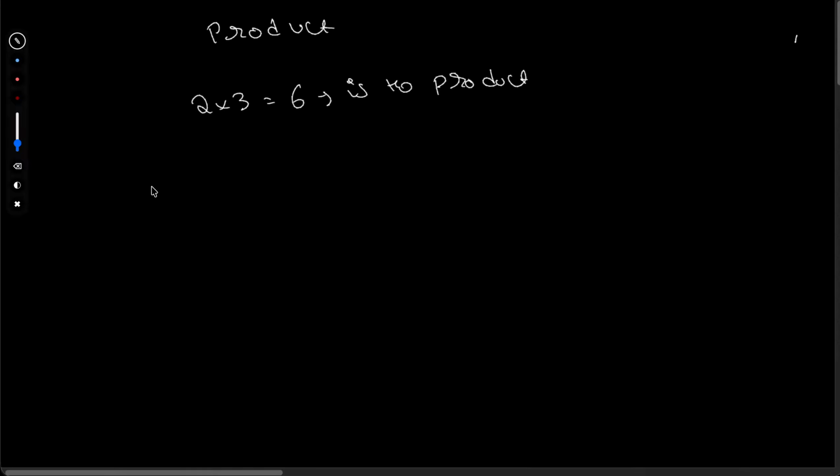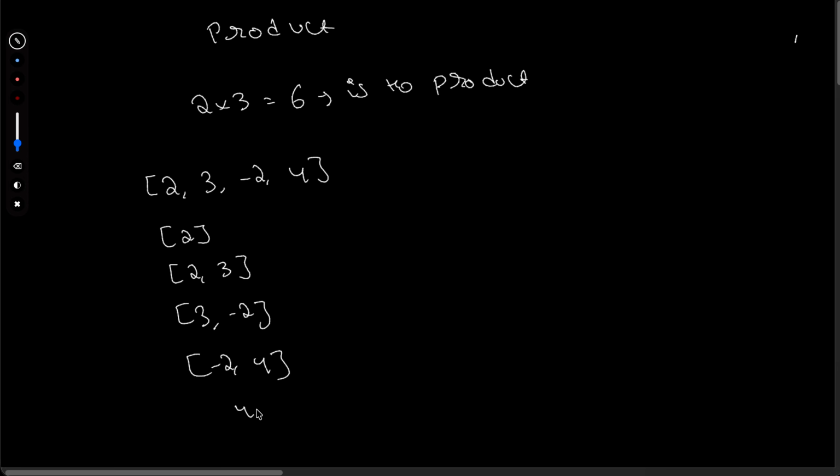So if the array is 2, 3, -2 and 4, the valid subarrays of this are 2; 2, 3; 2, 3, -2; 3; 3, -2; and -2, 4. These are the valid subarrays. You cannot write 2, -2 because 3 is skipped. A subarray must be continuous, next to each other. So that is a subarray.